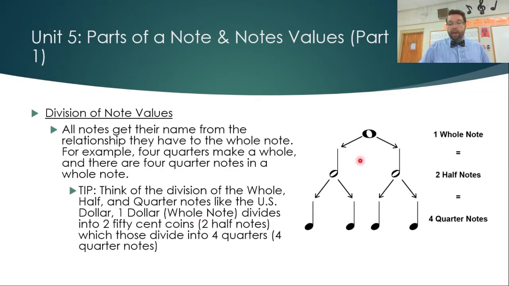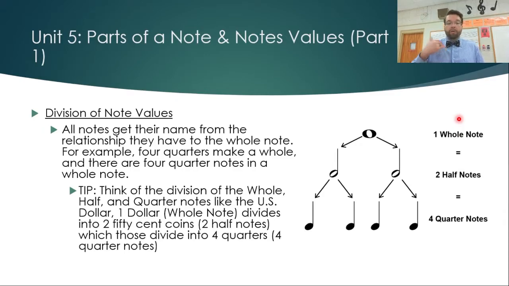So we see here we have our whole note, which if you divide it, cut it in half, you'd end up with 2 half notes. So here's 2 halves. Okay, if you divide each of these half notes into 2, they would each divide into 2 quarter notes, just like that. So now we have 4 quarter notes. So that tells us that 4 quarter notes equals the same amount of time as 2 half notes, but also equals the same amount of time as a whole note.